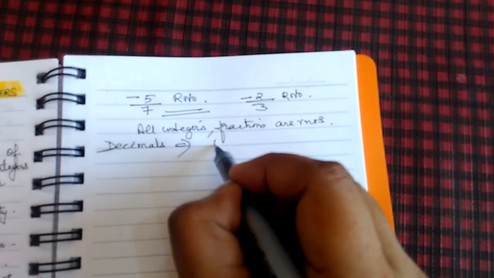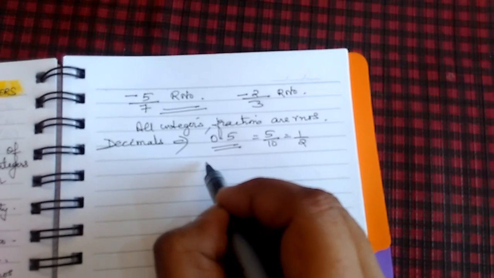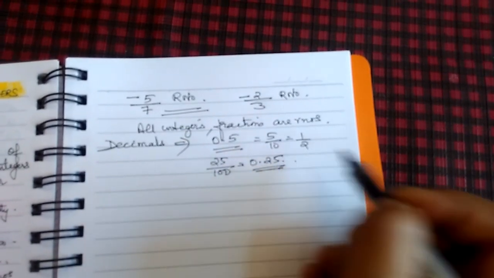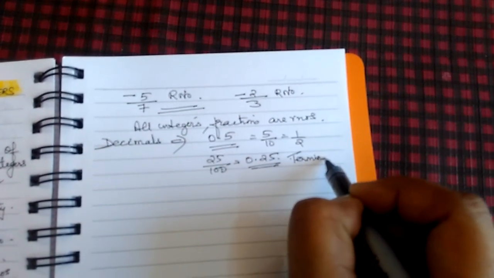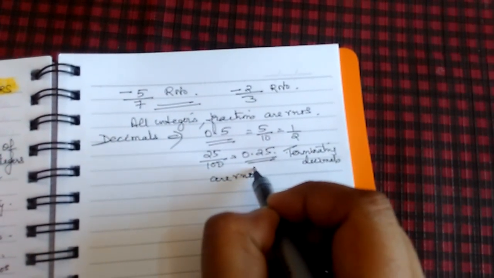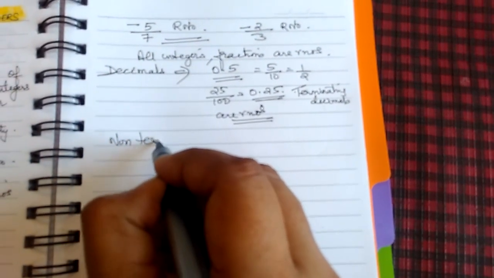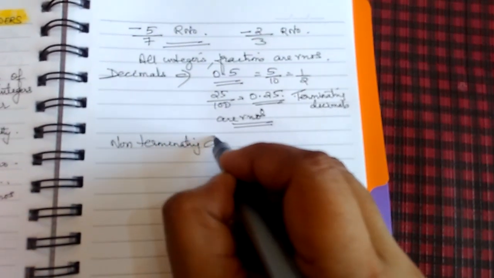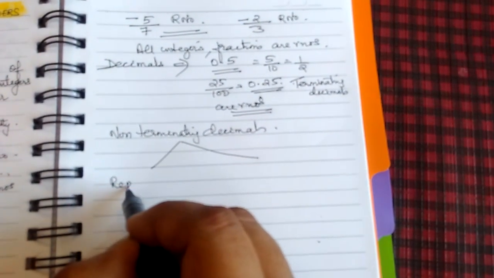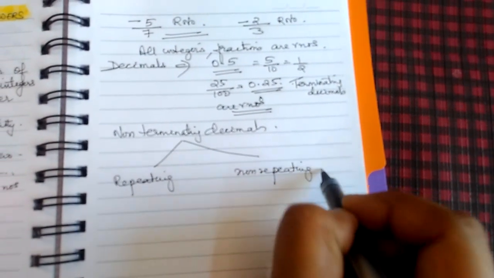Decimals, like 0.5, it is 5 by 10, it is 1 by 2. And 25 by 100, that is 0.25. This ends here, so these are called terminating decimals. Terminating decimals are rational numbers. Now there are non-terminating decimals, and they are of two types: non-terminating and repeating, and non-terminating and non-repeating. First I will talk about the repeating one.